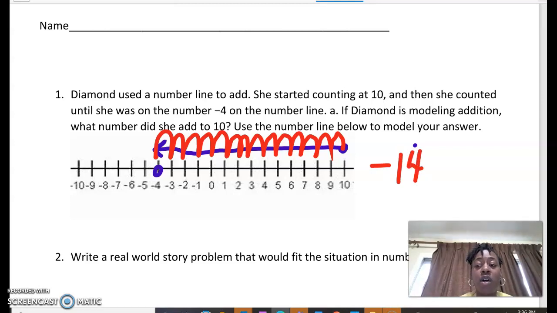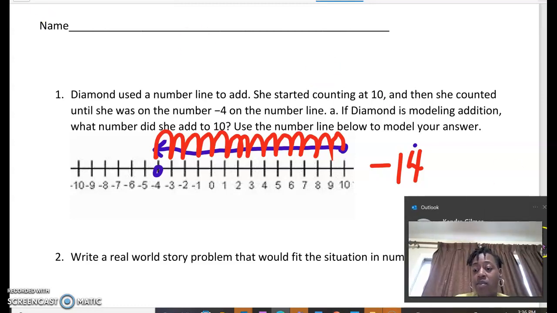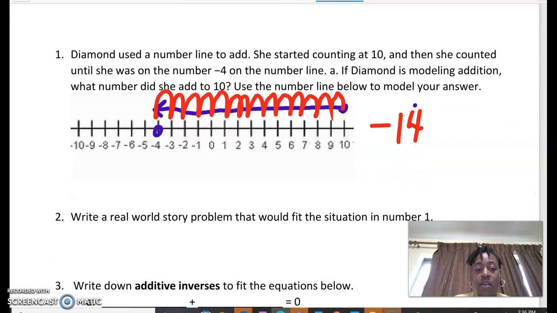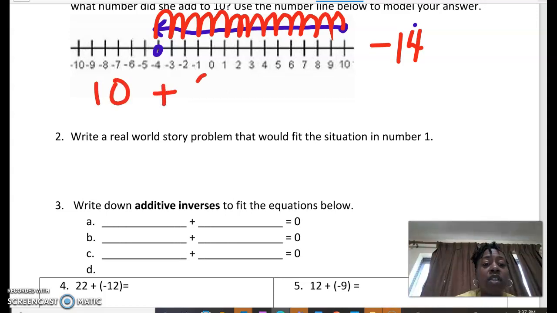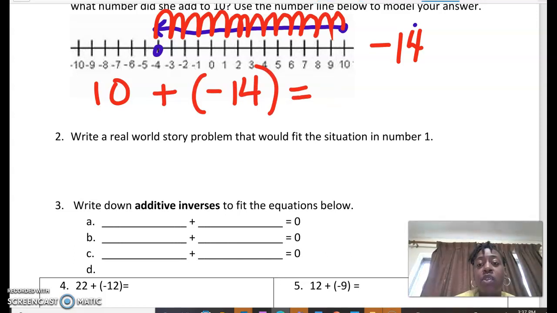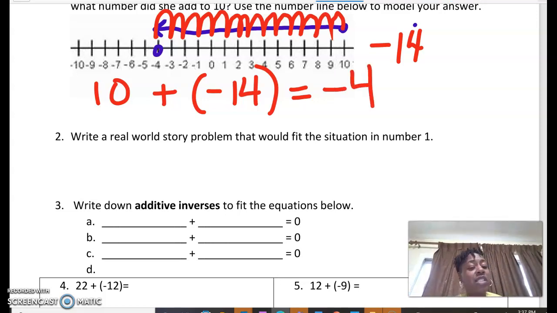Okay, so let's see. Let's scroll down. Okay, so it says the equation that she used to model this problem should be 10 plus -14 equals -4. I'm going to erase that. I don't need any parentheses. There we go. So that's the equation. Didn't ask for that, but that's important to know.